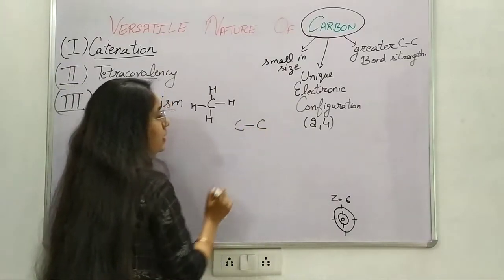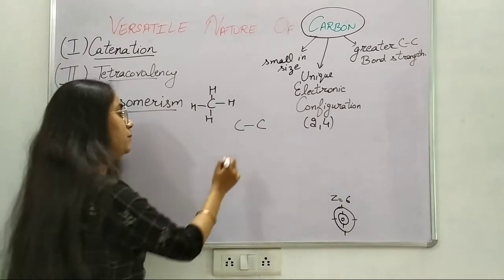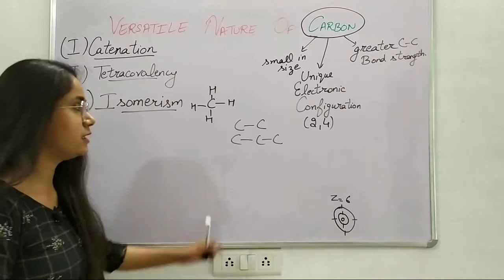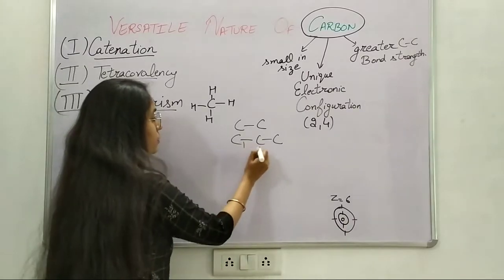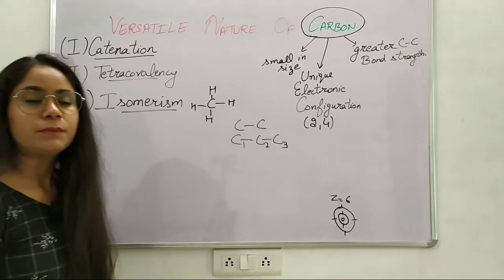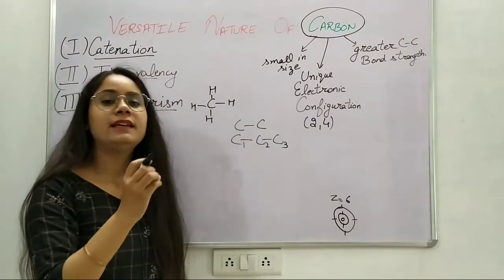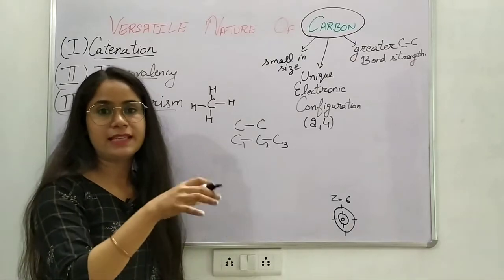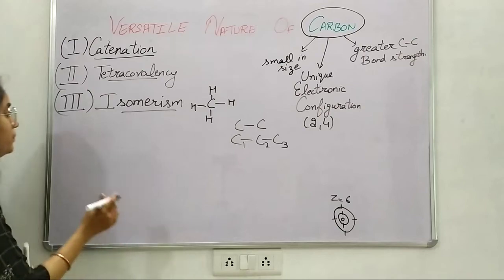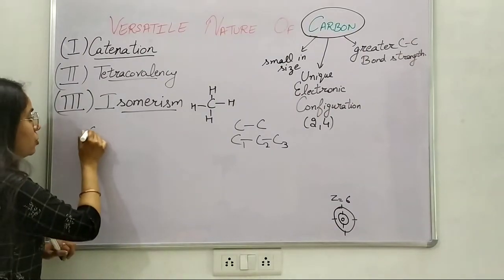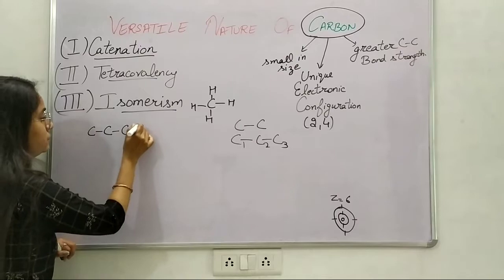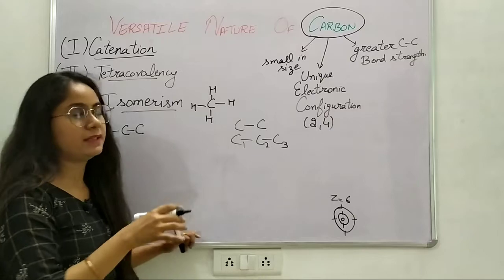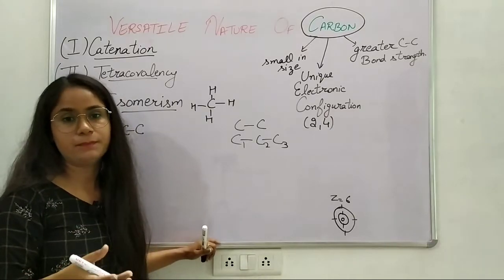Again, in ethane, it is not possible. In propane, propane means 3 carbon atoms, 1, 2, 3, it is not possible. But when it goes to butane, we get to see this isomerism property from butane. Butane means 4 carbon atoms. So from butane, this isomerism property begins.